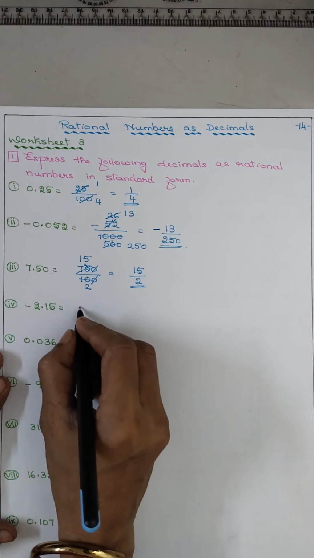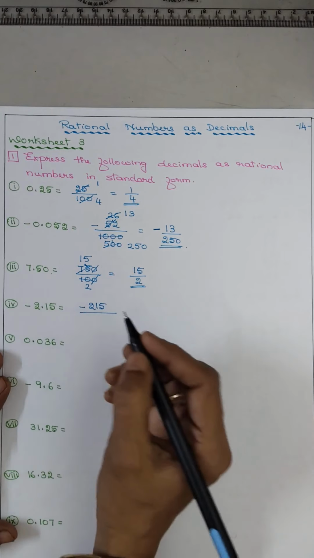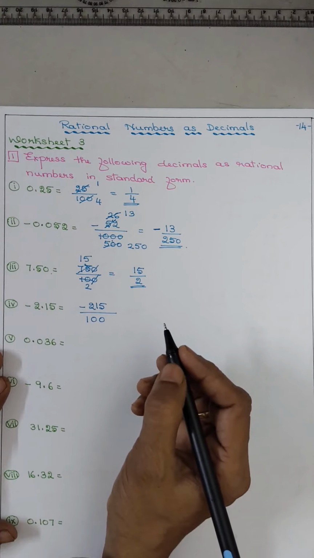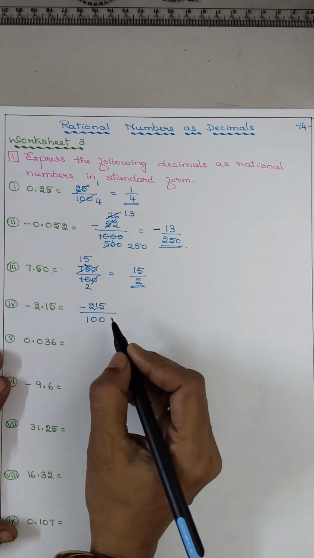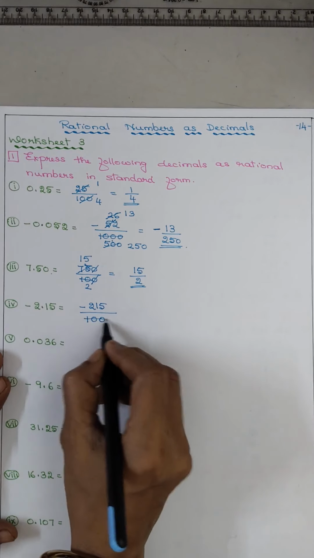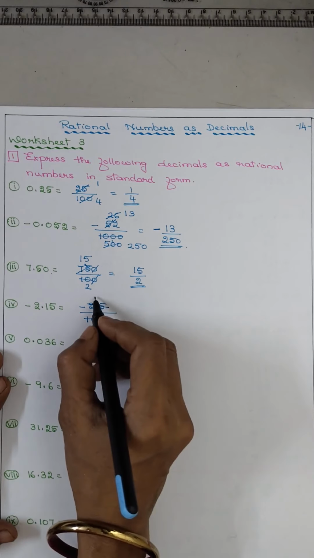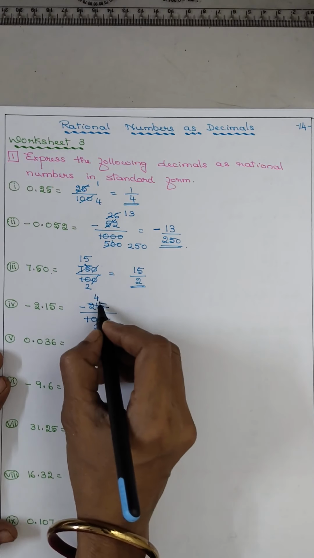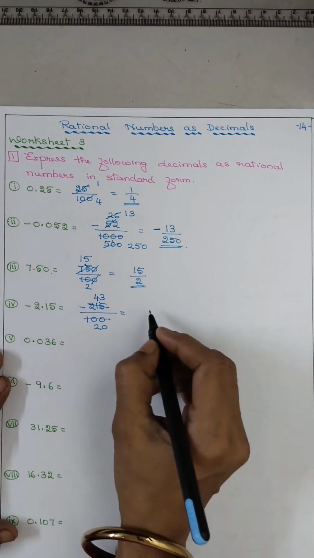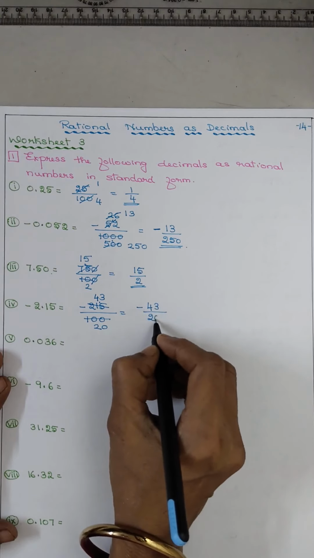It is minus 215 upon 2 decimals, so 2 zeros, that is 100. Now 5 and 0. So 5 2s are 10, 0. 5 4s are 20, 1 remains, 5 3s are 15. So the answer is minus 43 by 20.